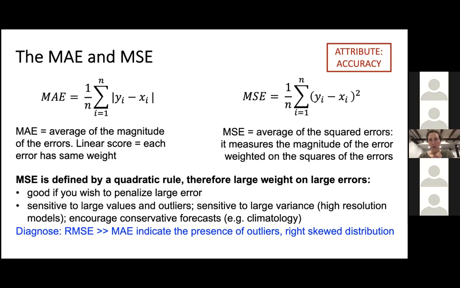You can diagnose if there are outliers by looking at the value of the root mean squared error, which is the square root of the mean squared error. If this is much larger than the mean absolute error, it indicates that there are probably some outliers in your distributions, and then you might want to plot your scatter plots to see it.